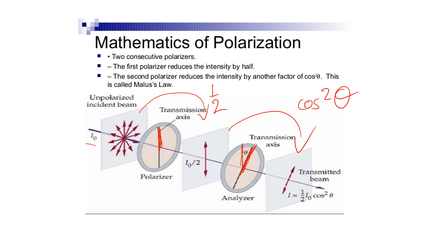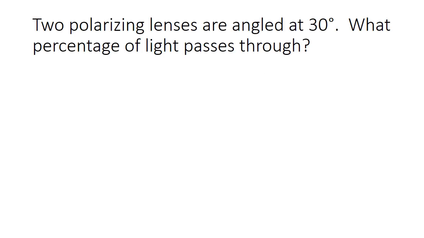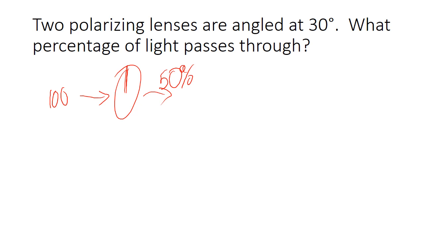So, let's do a practice one. Alright, two polarizing lenses are angled at 30 degrees. What percentage of light passes through the whole thing? Alright, so we've got, let's pretend, just 100% coming in to our first one, which is going to be right there. What's going to go into here? We're going to have 50% going into there.